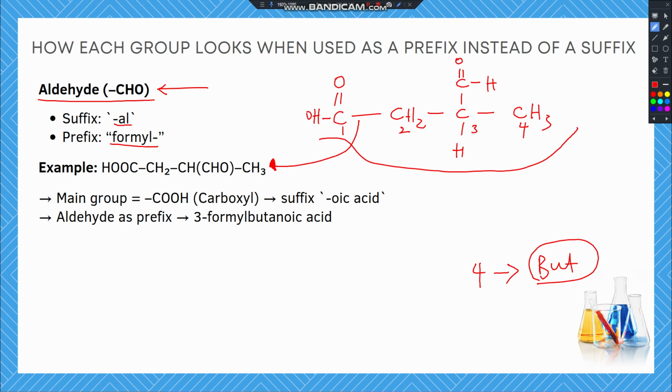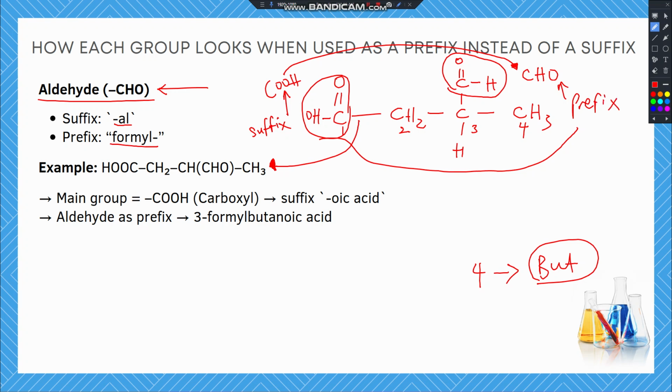Now, if you look very well, we have not one functional group, we have 2. There is one functional group over here, COOH, and then there is another functional group over here, CHO. Now, in the order of priority, COOH comes before CHO. So this one is going to be the suffix, while this one is going to be treated as the prefix. So if we treat this as the prefix, we're going to use the name formyl.